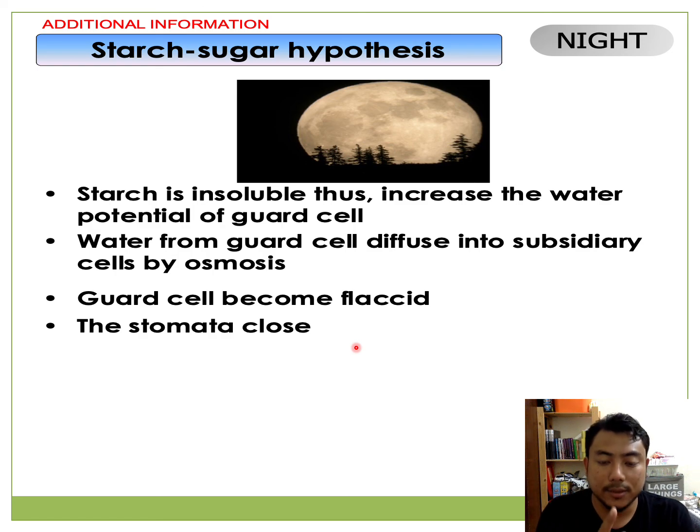This is additional information. Basically, if the question does not ask you about the starch sugar hypothesis, you just need to focus on the potassium ion just now. Okay, so that is pretty much for this subchapter, and actually this is also the end of chapter 7.